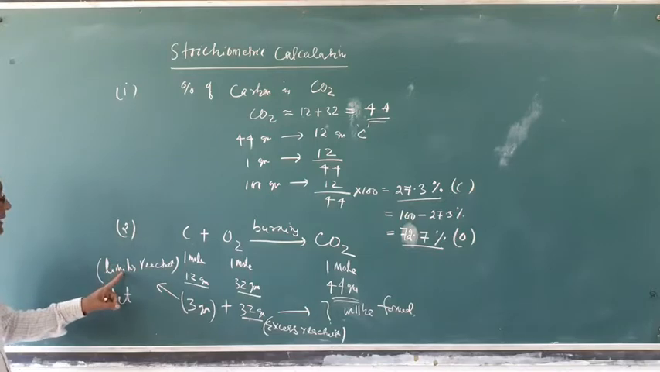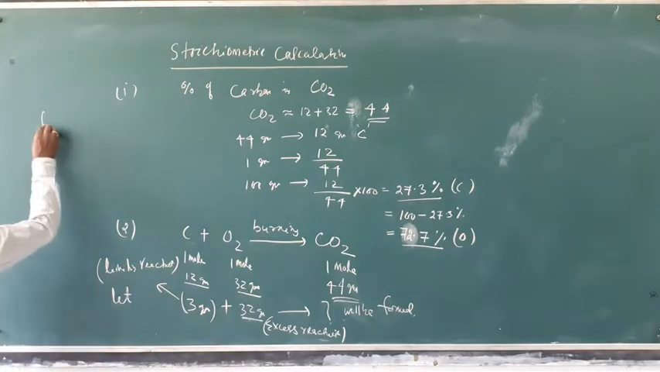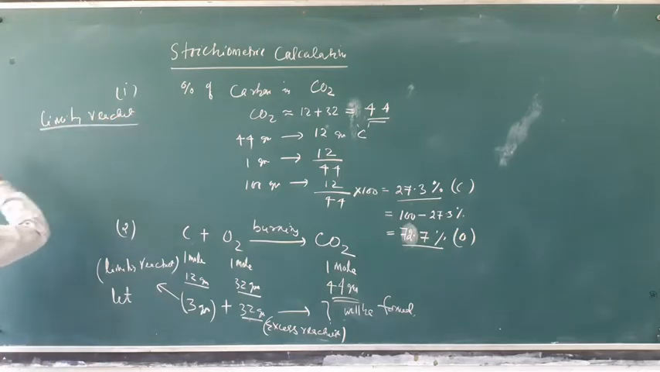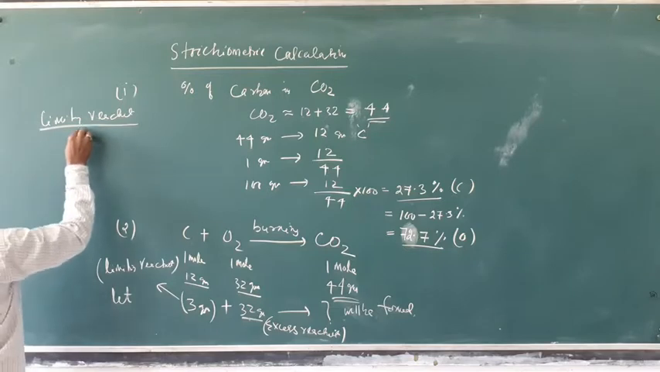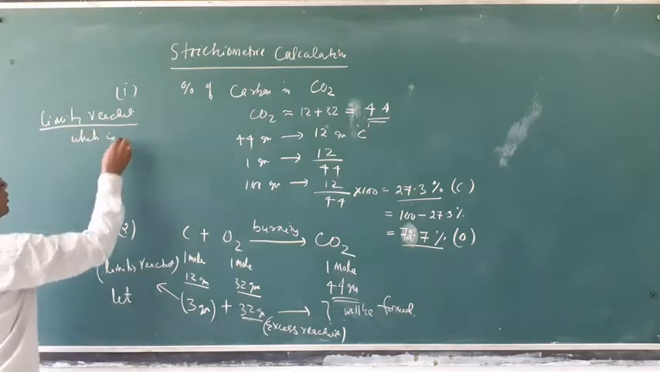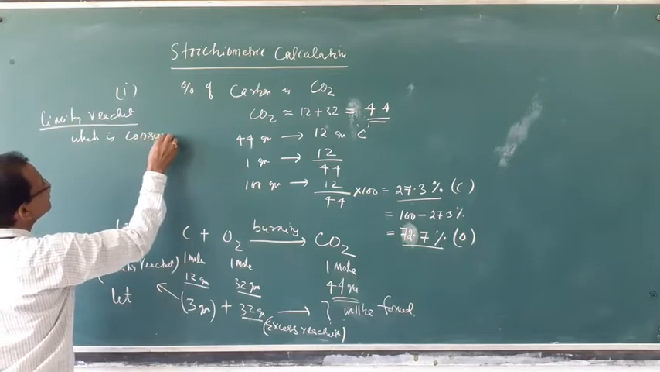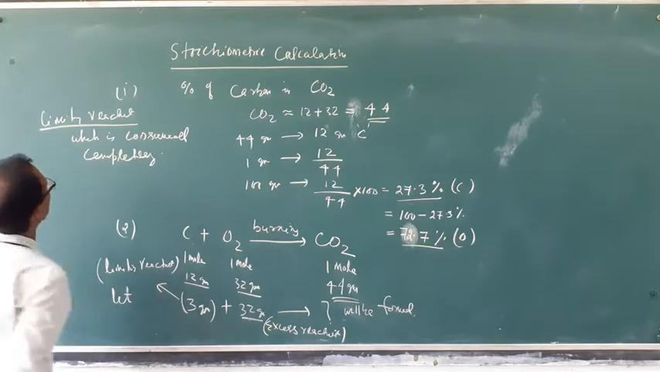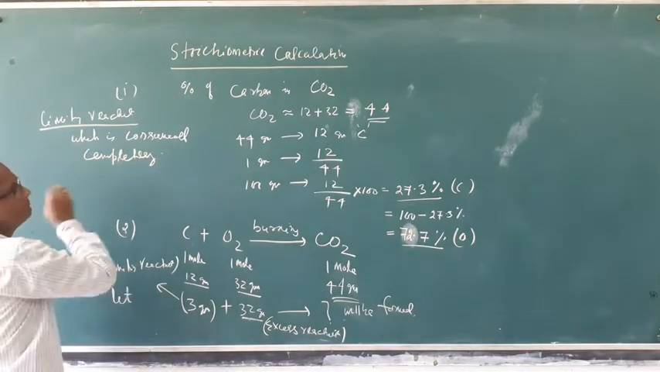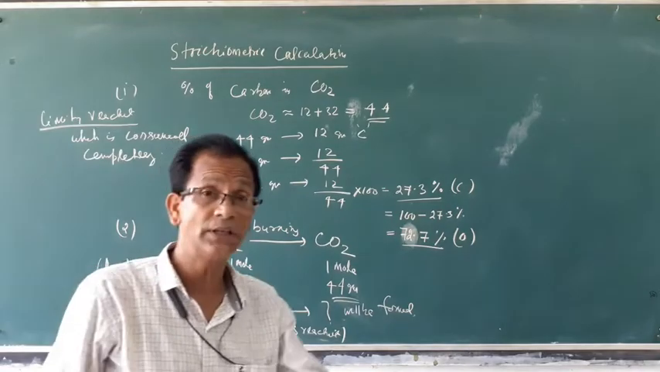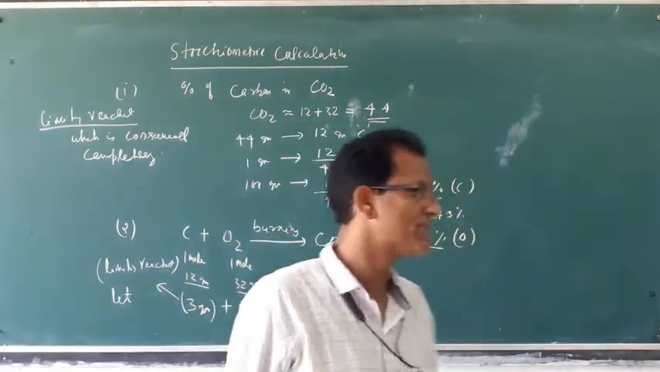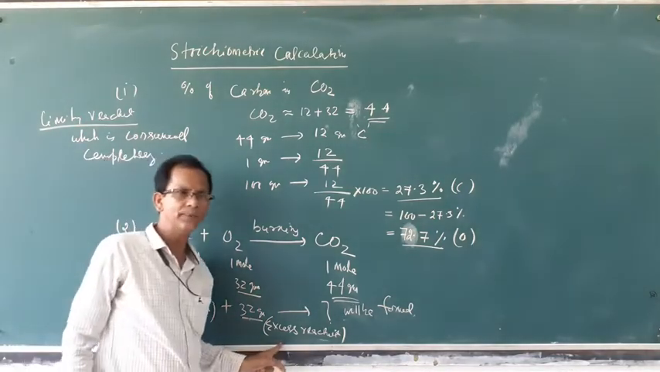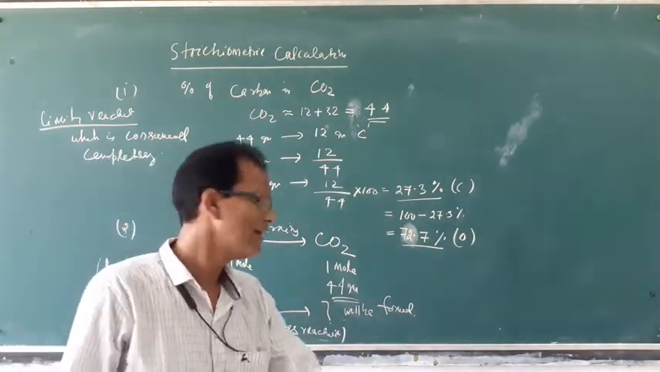What is a limiting reactant? Limiting reactant means the one which is consumed completely. It reacts completely, nothing will be left, no mass will be left. That is called the limiting reactant. And the opposite is the excess reactant. If something is left, that is called the excess reactant.